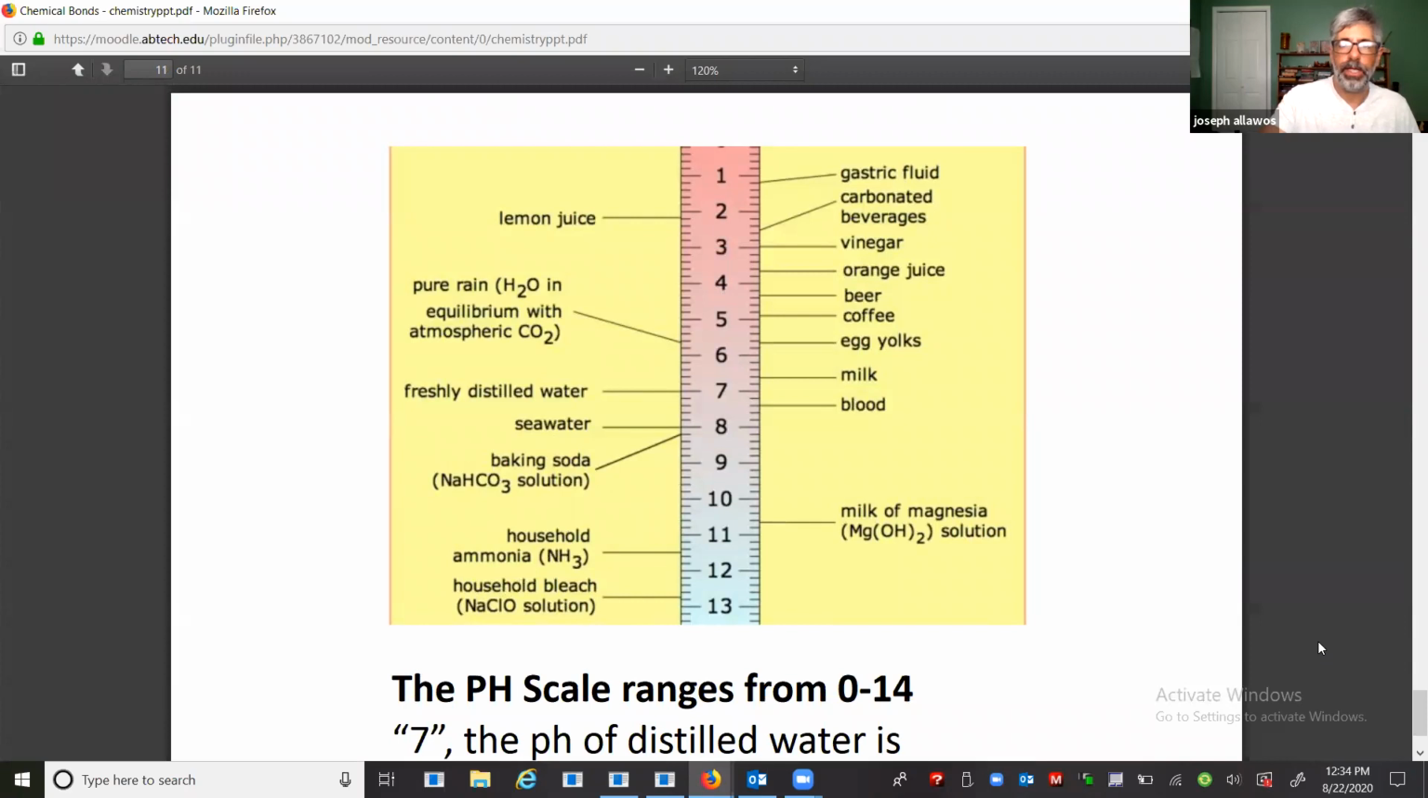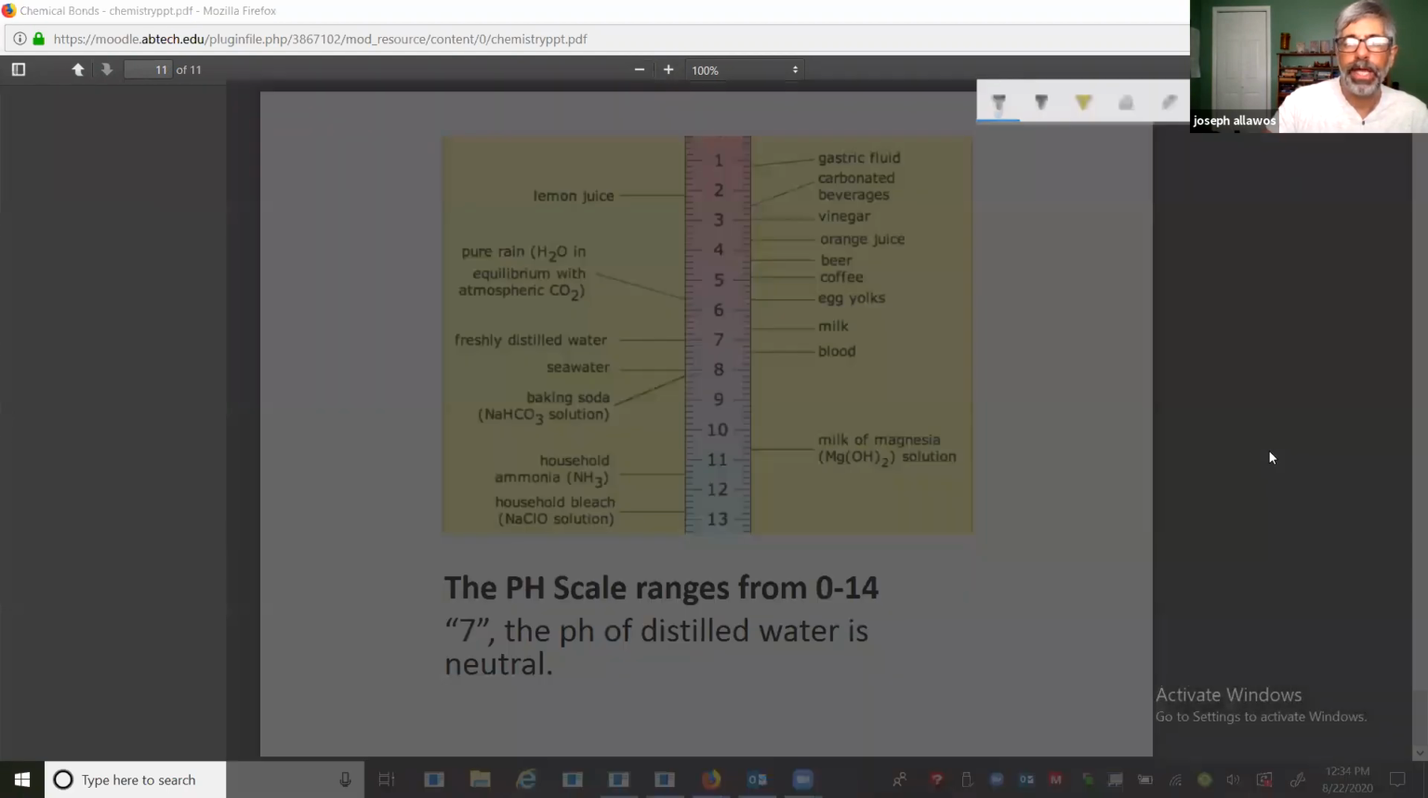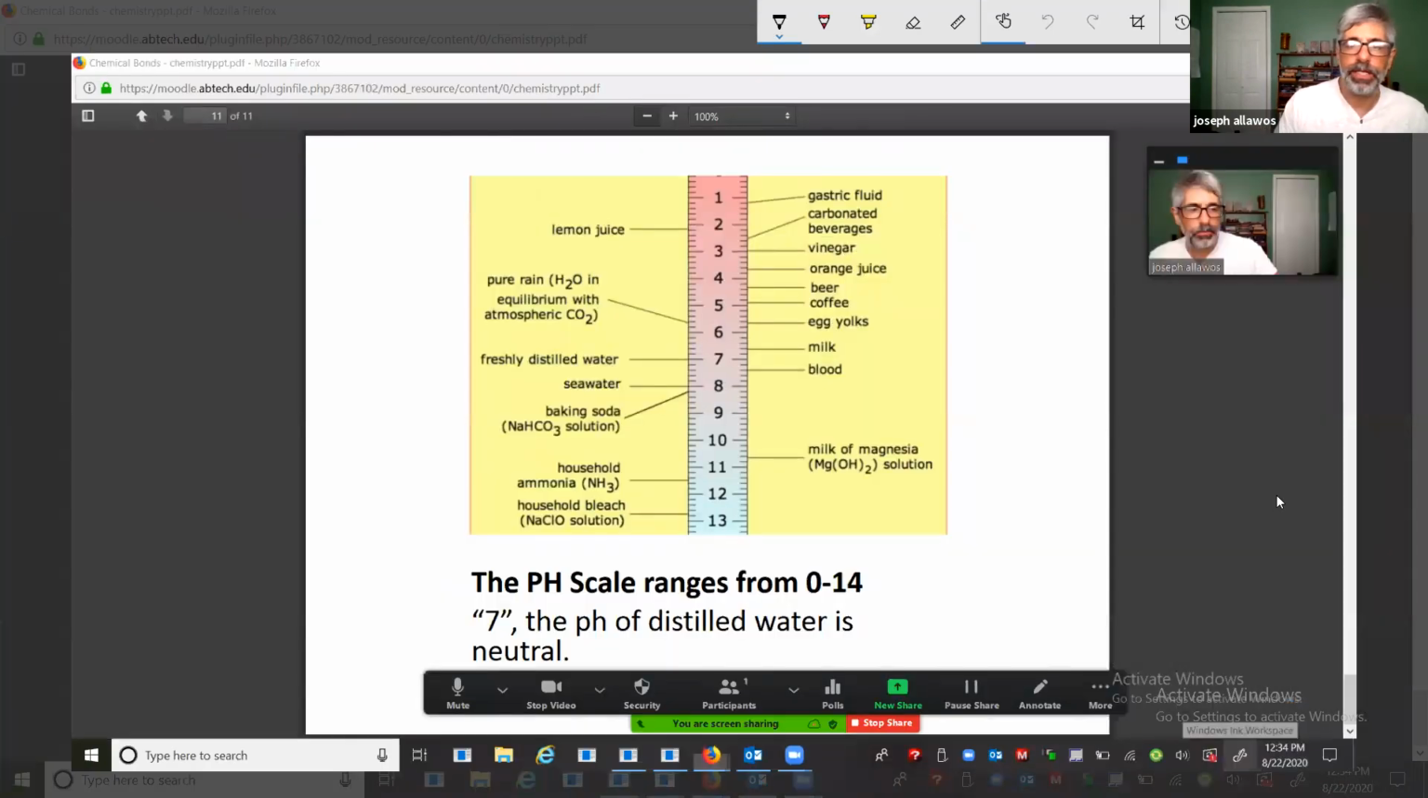Now we get to the pH scale. We'll talk about the basic scale first, and then we will talk about what pH really is mathematically a measure of, because it is a mathematical measurement. You'll notice it says that freshly distilled water has a pH of 7. 7 is neutral on the pH scale. And this actually goes from 0 to 14. So there's a couple of numbers missing, but it does say that here.